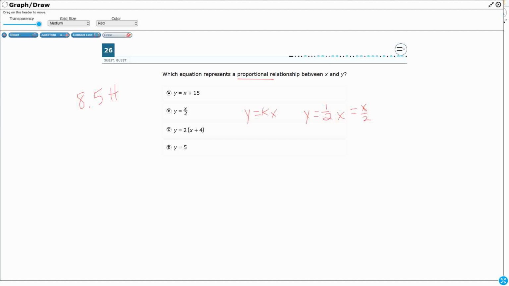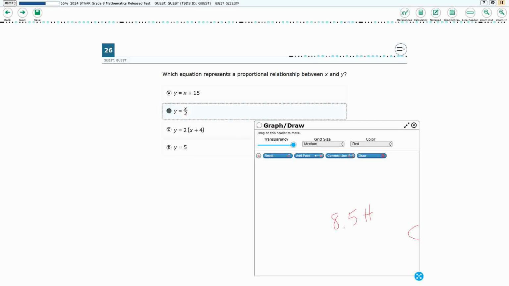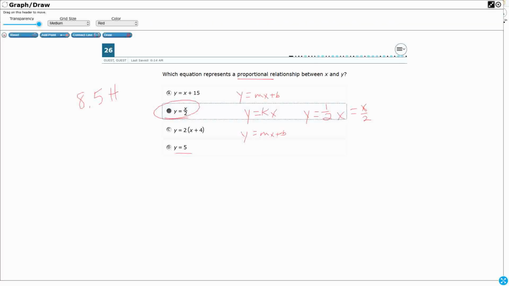That means it goes straight through the origin. All of these are in the slope-intercept form, which means we have a y-intercept. If you distribute this out, you're still going to get y equals mx plus b. And this, we saw, was a vertical line, right? So it doesn't necessarily have any slope at all. And so we are going to have B as our correct answer. That is the one that goes through the origin. That's what it means to be proportional. So let's put that there, through the origin.